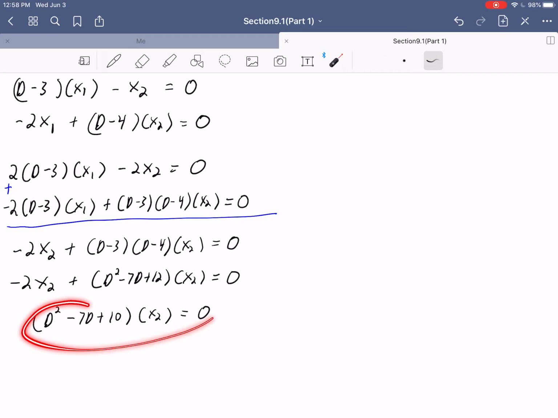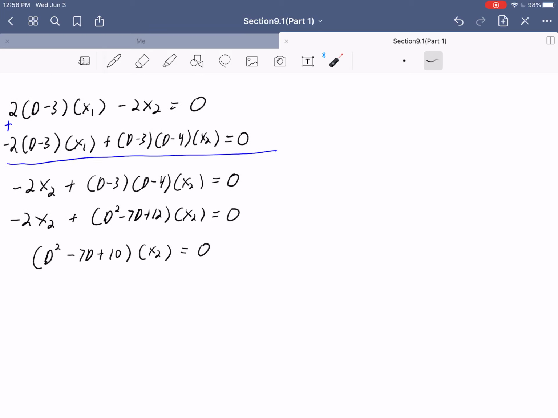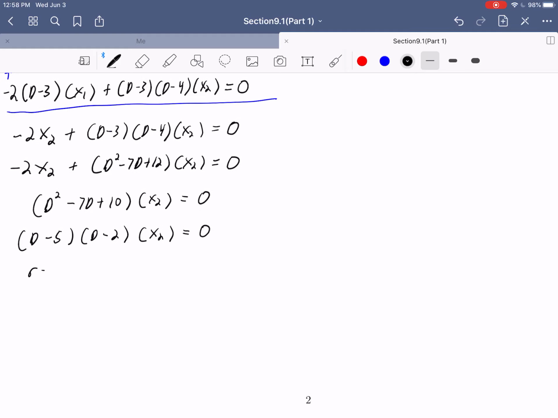Well, this should feel very comfortable, very familiar. This is a constant coefficient, homogeneous differential equation. We know how to solve this very easily. We can factor (D minus 5)(D minus 2) x2 equals 0, giving us two roots, r equals 5 and r equals 2. This one is multiplicity 1, and this one is multiplicity 1.